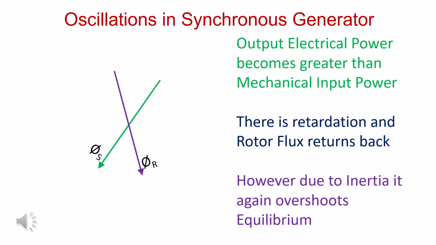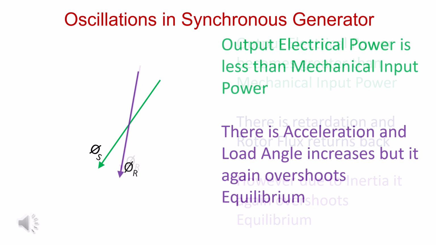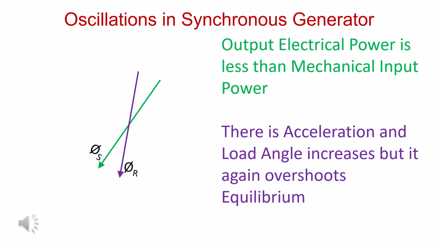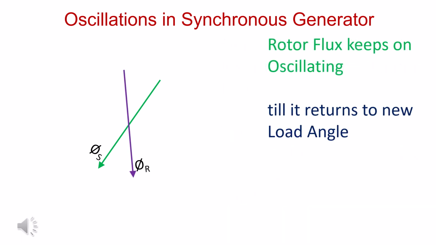Output electrical power has become greater than mechanical input power. There is retardation and rotor flux returns back. However, due to inertia, it again overshoots the new equilibrium. Output electrical power has become less than mechanical input power. There is acceleration and load angle increases, but it again overshoots equilibrium. Rotor flux keeps on oscillating till it returns to a new load angle.